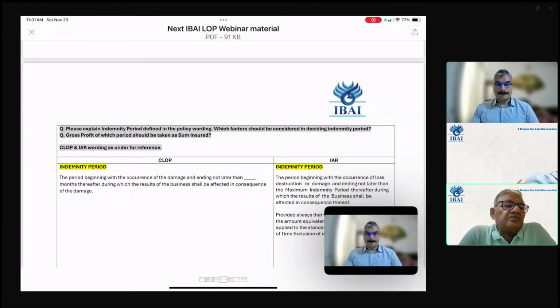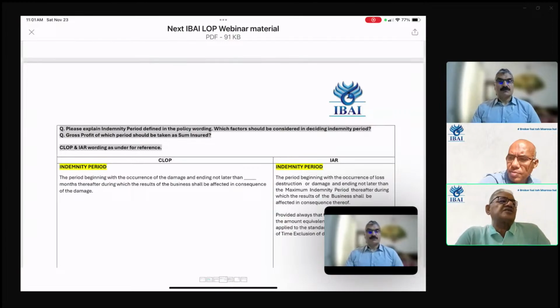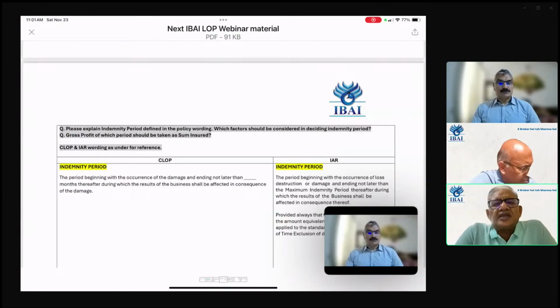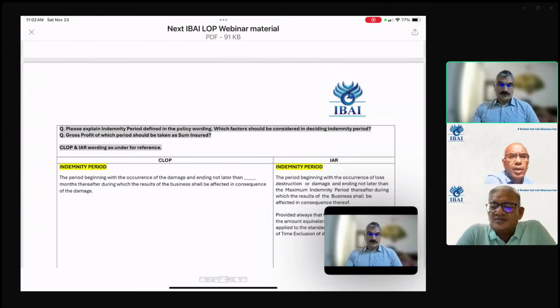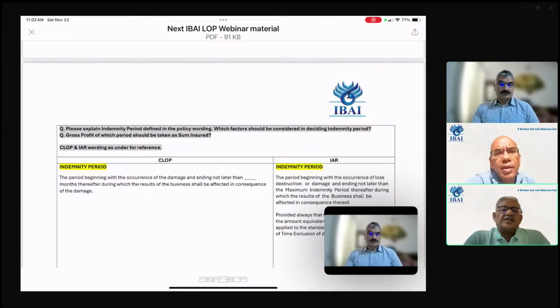So the minimum, irrespective of my indemnity period, suppose my indemnity period is up for 6 months, even then my sum insured will be 100 crore in that example. But if it is 18 months, it will be 150. If it is 24 months, it will be 200. If it is 36 months, it will be 300 crores. Correct?